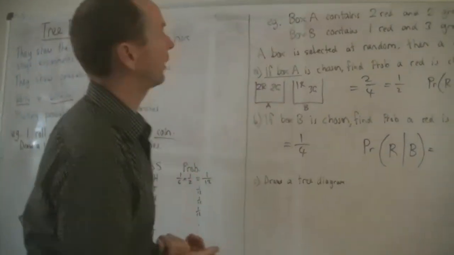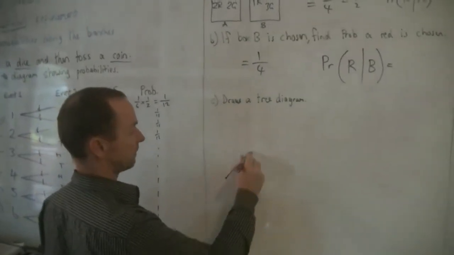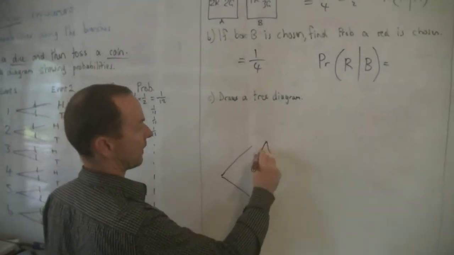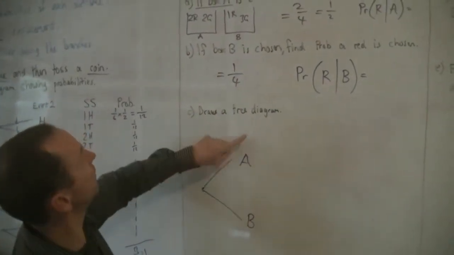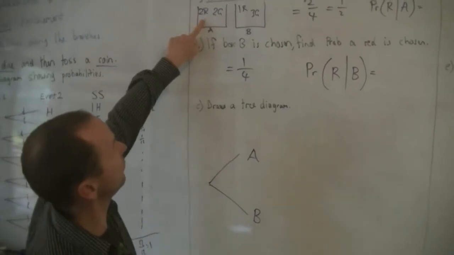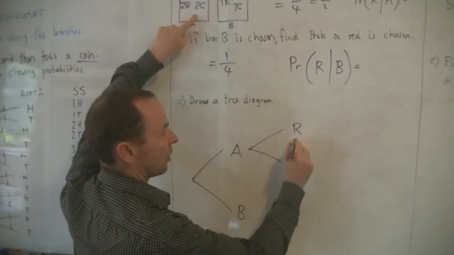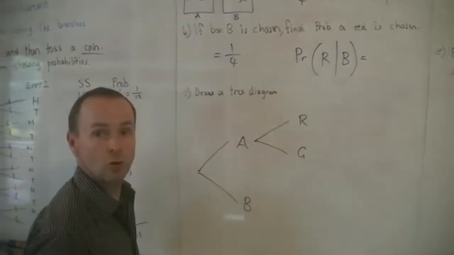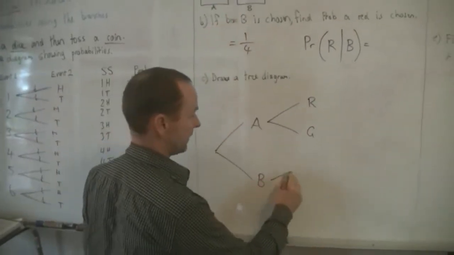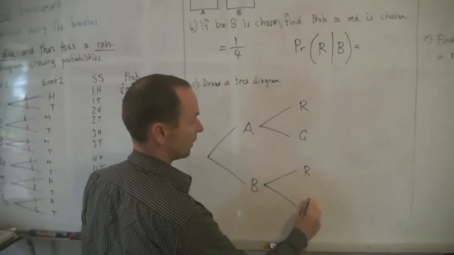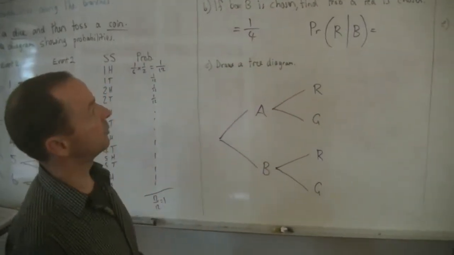Excellent, now draw a tree diagram. So we've got box A and box B. So we start down here. We've got box A and box B. And then, if we pick box A, what are the possibilities? We've got 2 reds and 2 greens. So don't write red twice. The possibilities are red or green. And the next one, if we pick box B, our possibilities, again, are red or green. And that's it. We'll put the probabilities in just in a minute.